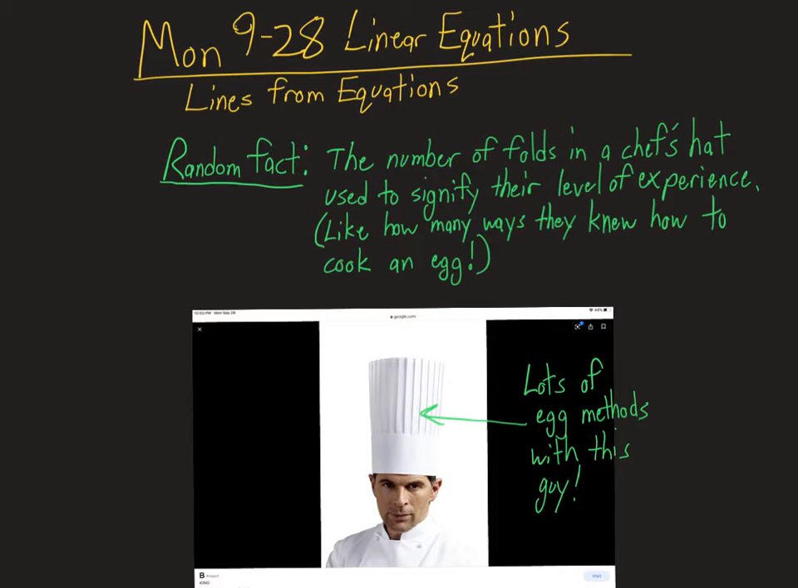Hey guys, let's dive in and get going here. We're going to look at writing or drawing the lines from the given equations today.